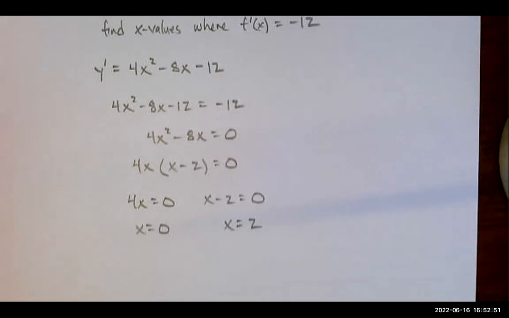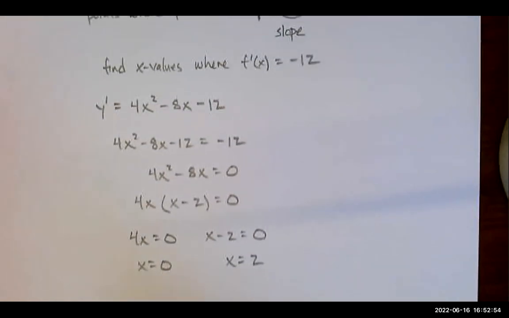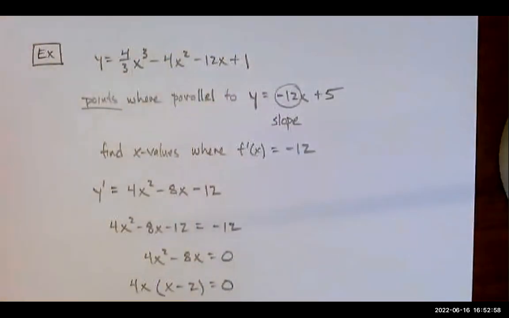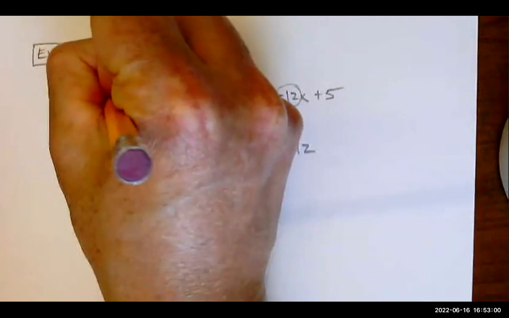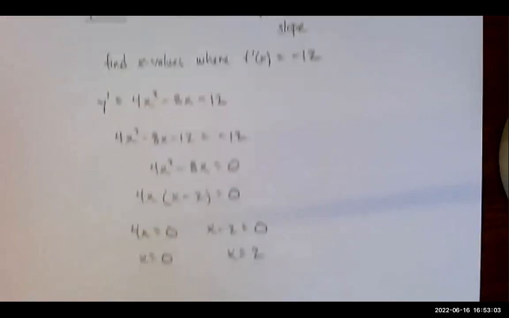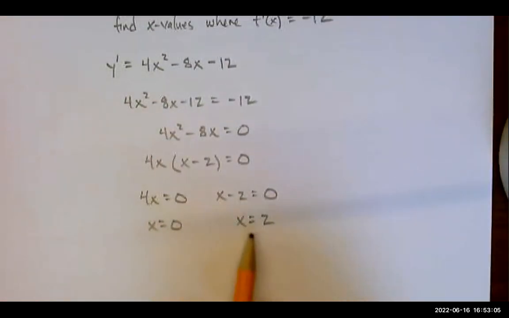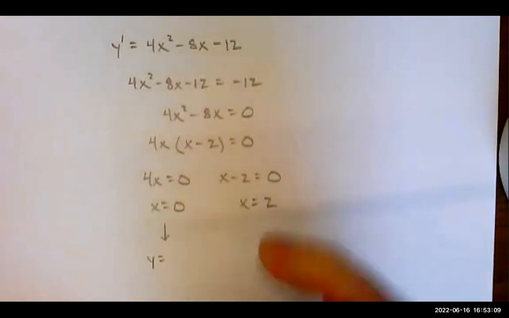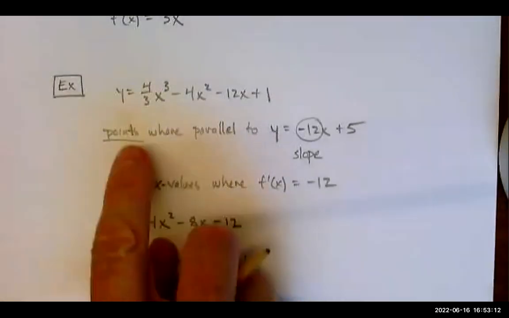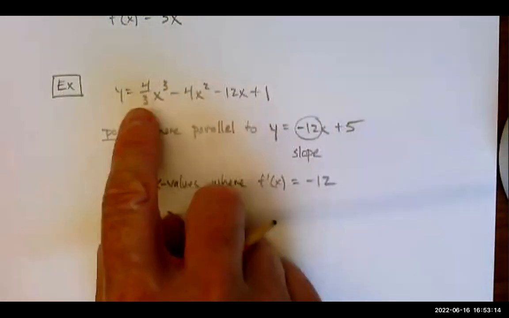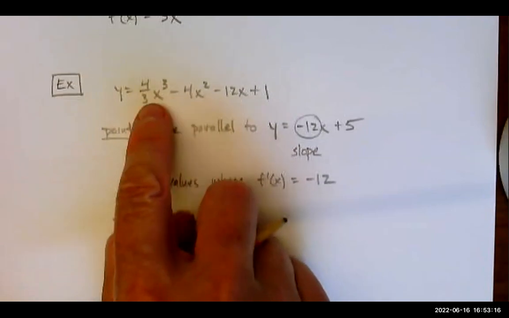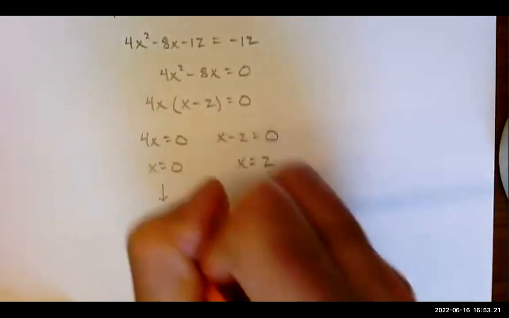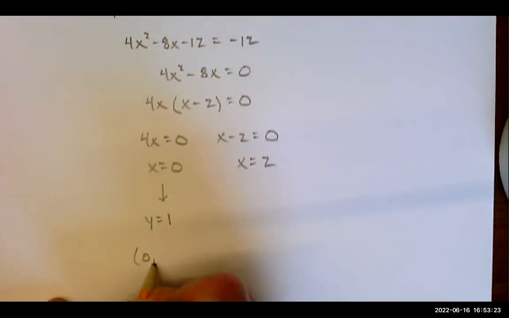Okay, doing pretty good. We found x values, but we want the full point, the full ordered pair. So we're going to take both these x values and we're going to find their corresponding y values. We can do that by plugging back in to the function. So for 0, if we plug 0 back in here, well, 0, 0, 0, that's just going to be y equals 1. So one of our points is 0, 1.